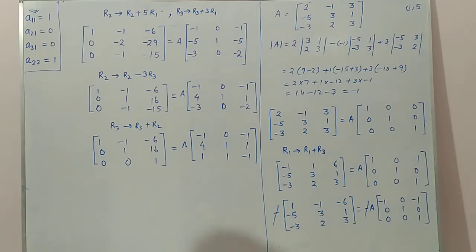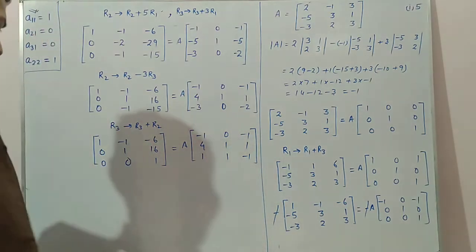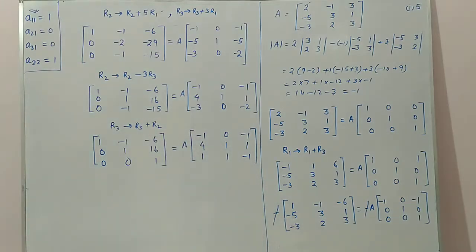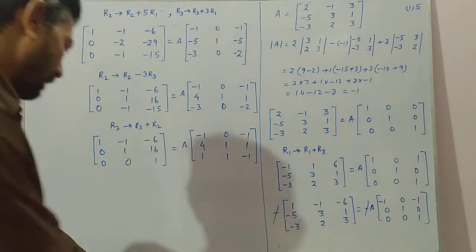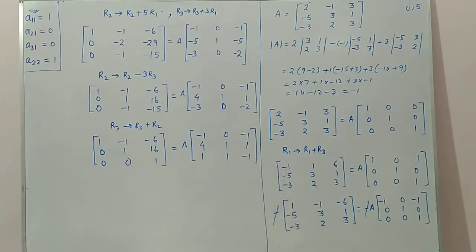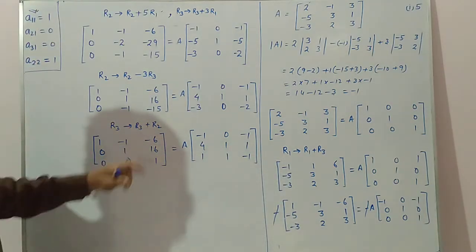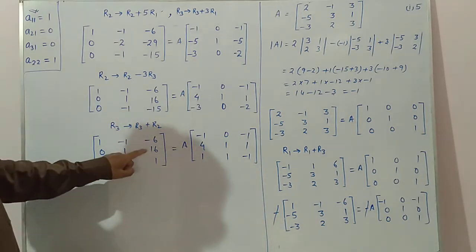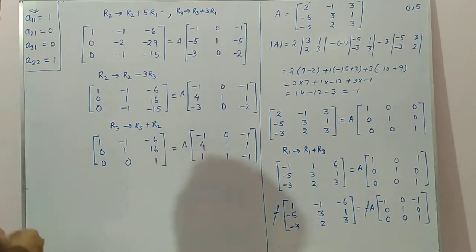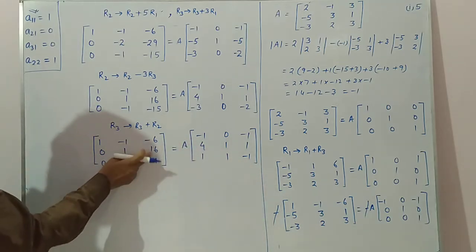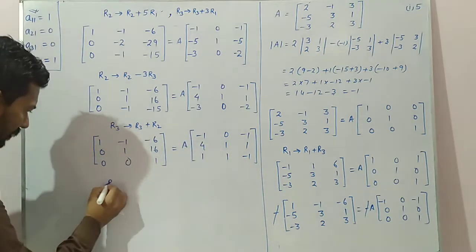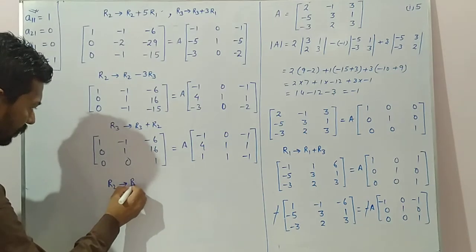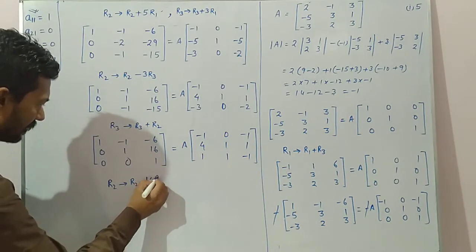Next, we can make this quantity 0. Okay. So see here, this can be made 0. R2 changes to R2 minus 16 times R3. This will be 0, or not? So R2 changes to R2 minus 16 R3.